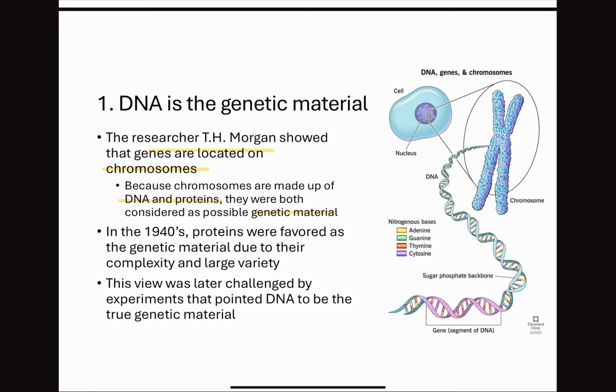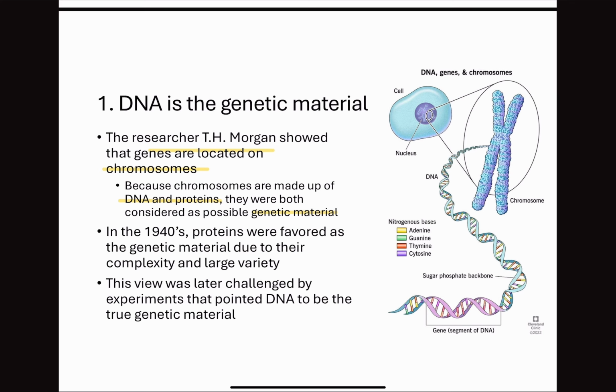This is because proteins are made up of the 20 different amino acids, which allows them to have great diversity in their structure and function. But DNA, on the other hand, seemed too simple to be genetic material. It only contained 4 nucleotide bases, and those bases would have to account for the entire complexity of life. So scientists thought that DNA was too simple to be genetic material, and they thought that it was proteins. This view was not challenged until certain experiments were performed.